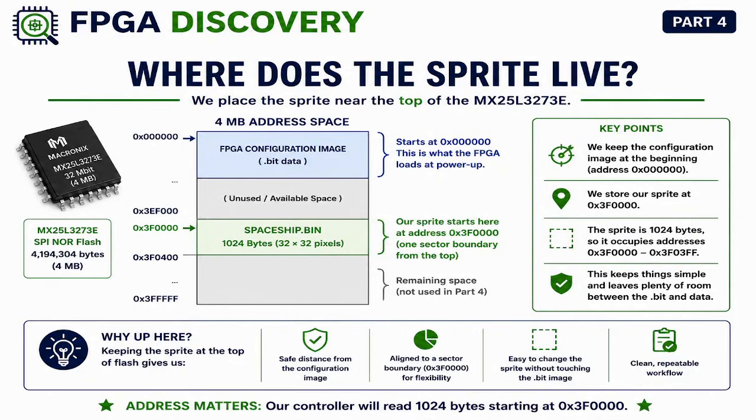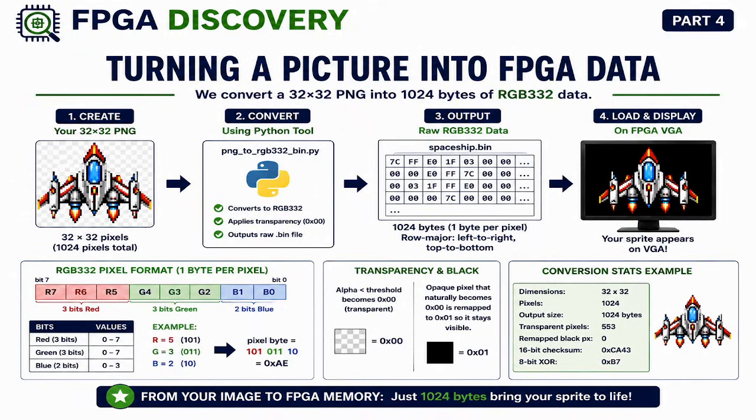This gives us a simple memory map. The FPGA configuration lives at the bottom, our asset lives near the top, and there's plenty of separation between them. Later in the series, we will turn this into a much more sophisticated asset storage system. Of course, the flash doesn't understand PNG files. Ultimately, it just stores bytes.